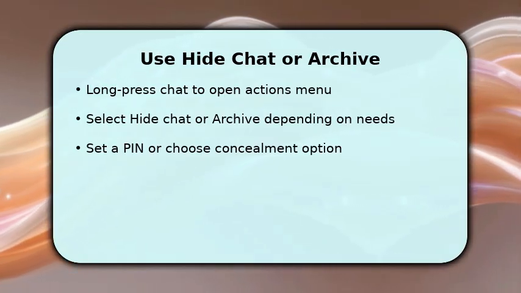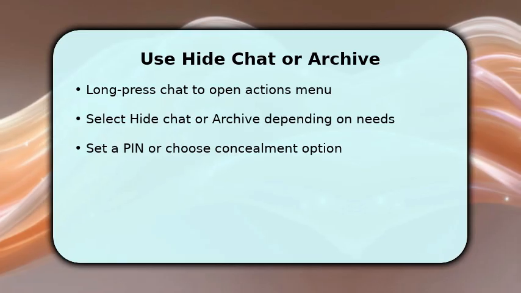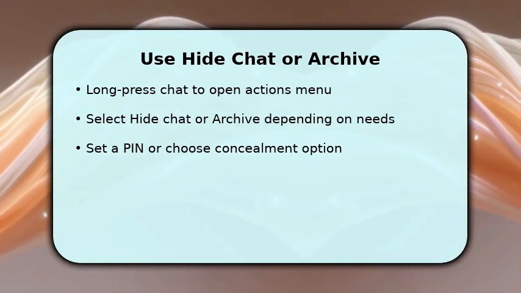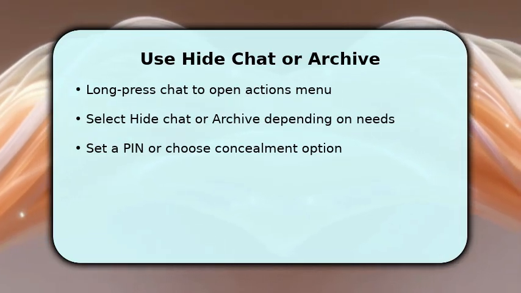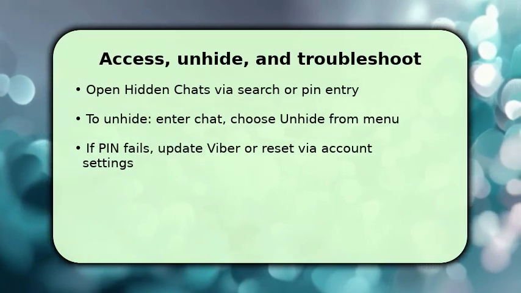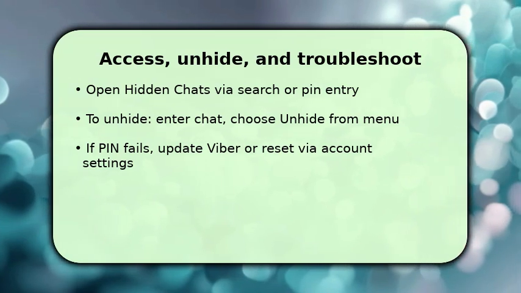After setting a PIN, the chat moves to Hidden Chats and is accessible only through the Hidden Chats entry or by entering the PIN. Finally, access Hidden Chats by tapping Search and entering the PIN or by opening the Hidden Chats shortcut. This reveals the concealed threads.